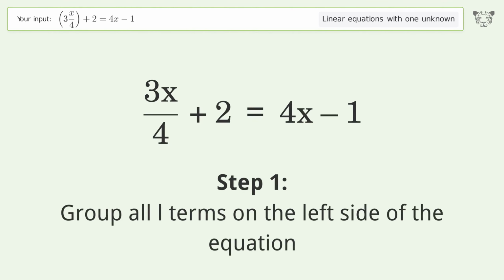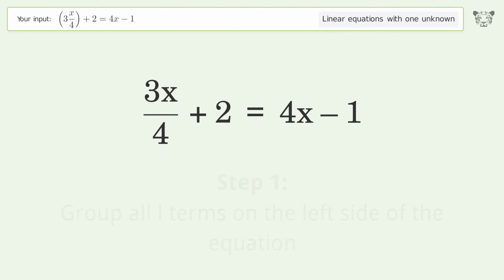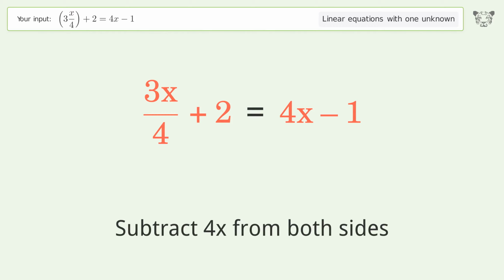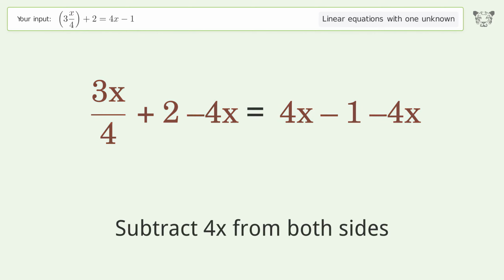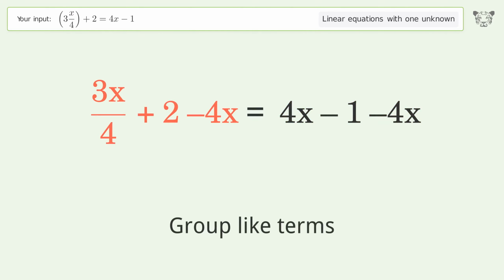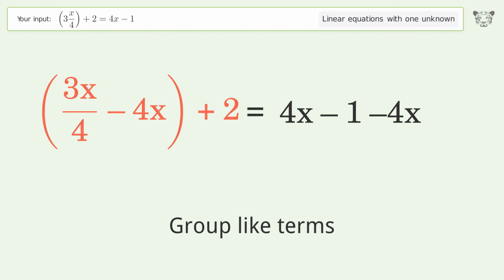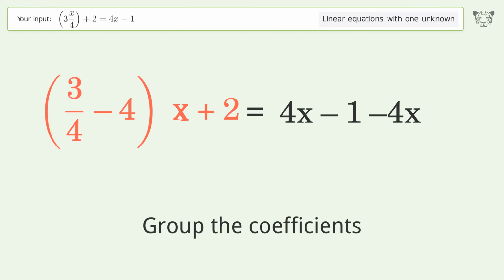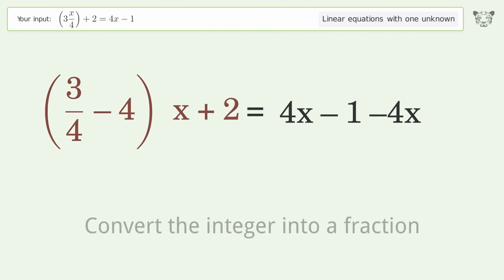Group all L terms on the left side of the equation. Subtract 4x from both sides. Group like terms. Group the coefficients. Convert the integer into a fraction.